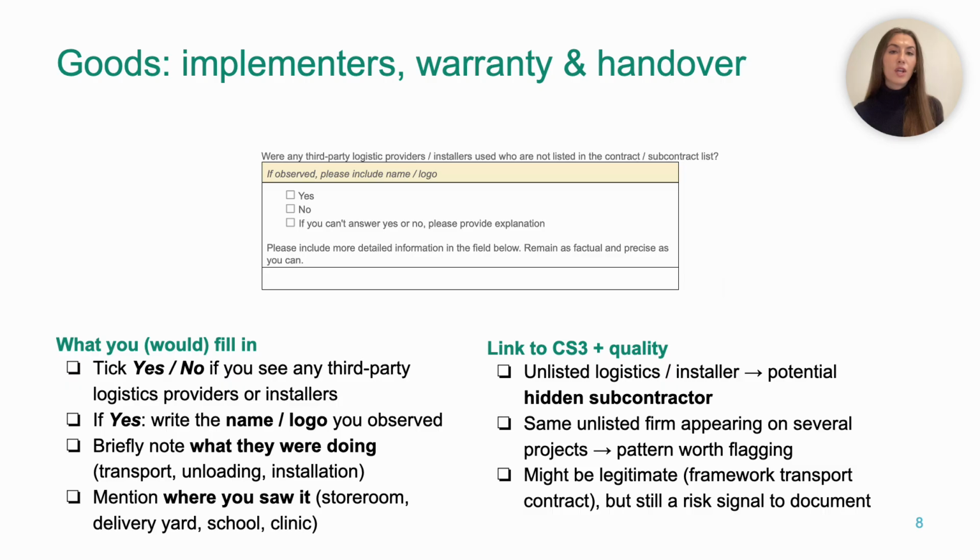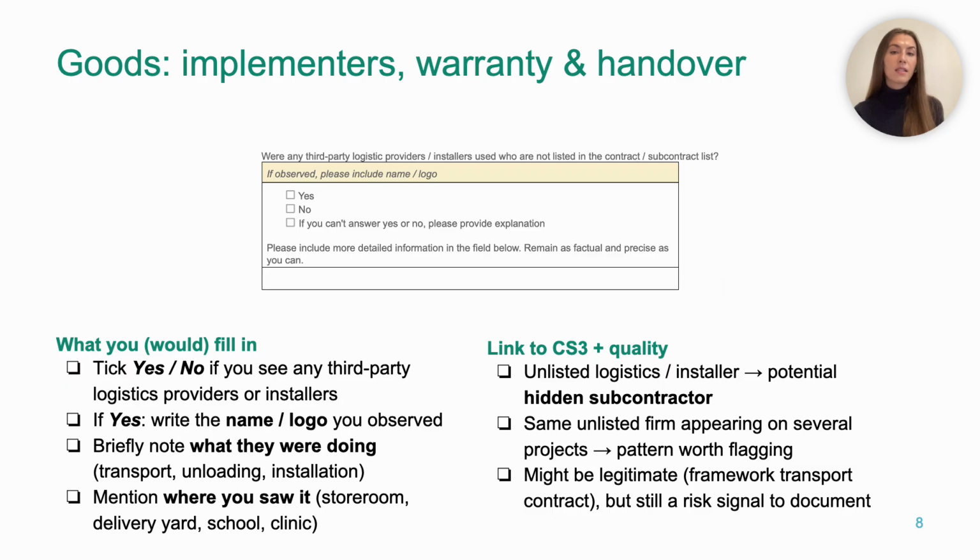First, you need to tick yes or no depending on whether you see any third-party logistics providers or installers involved. But if you tick yes, make sure to write down the name or logo that you observe and a few words about their role. So for example, Trans-Euro Logistics, trucks and uniforms at hospital equipment delivery, or Install Tech SRL, logo on van installing solar panels at school. Also make sure to note where you saw them. This could be in the warehouse, at the clinic, or even at a school storeroom.